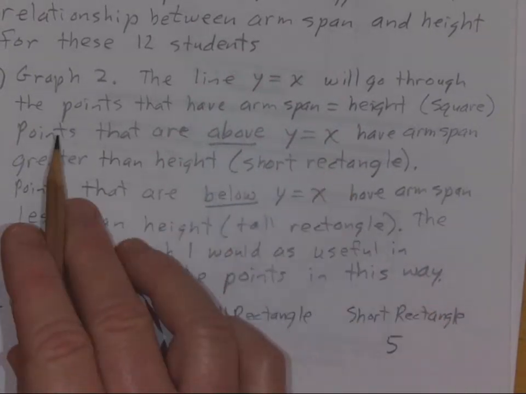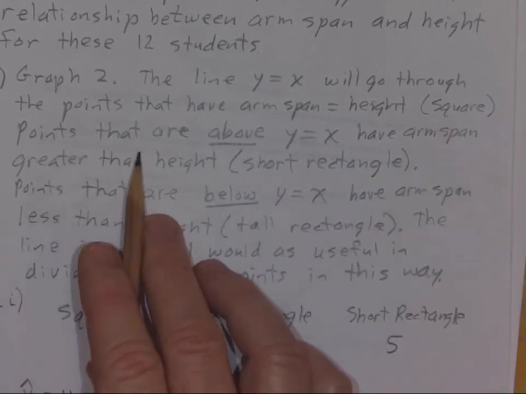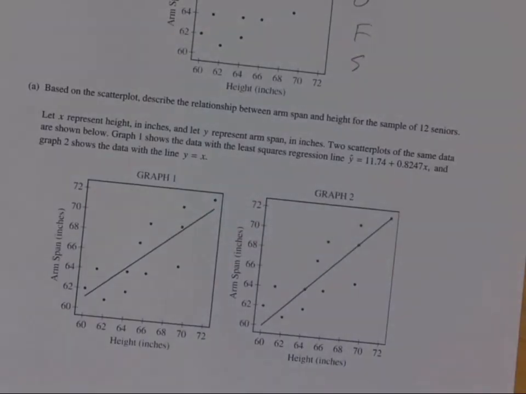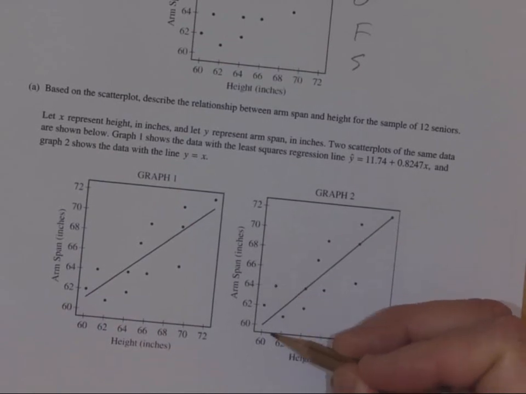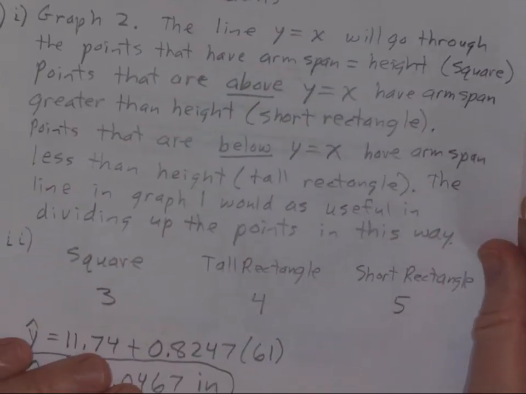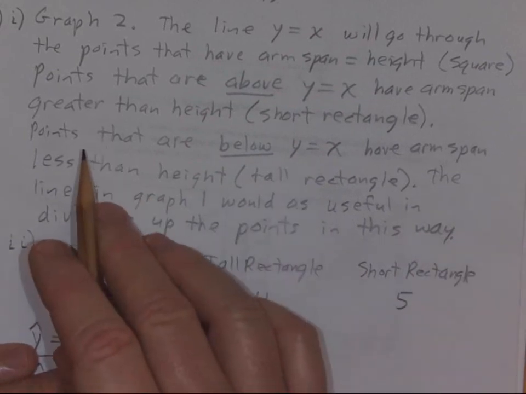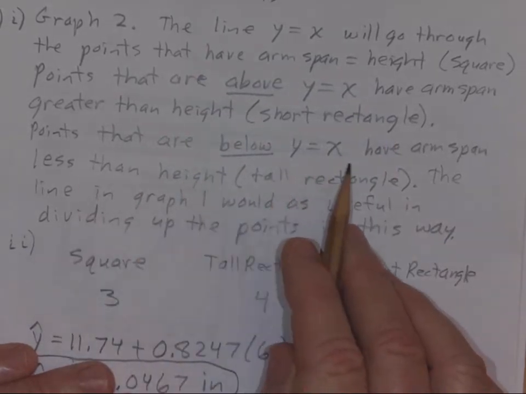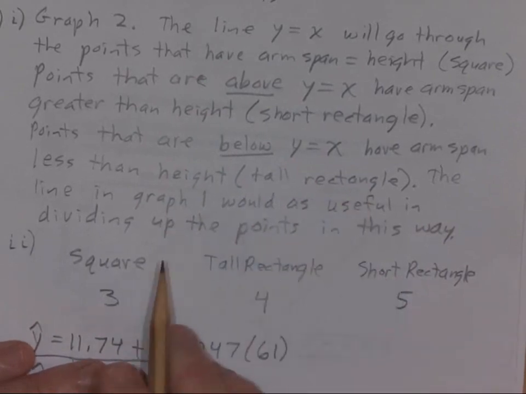The line y is equal to x will go through the points where arm span is equal to height, which is for the square people. The points that are above the line y is equal to x, arm span will be greater than height. So for this point, it's above the line, so its arm span is 64 and its height appears to be 61. So all the ones above the line, arm span will be greater than height, and so that would be the short rectangle people, and the points that are below the line y is equal to x have an arm span is less than height. So that would be what we call tall rectangle.